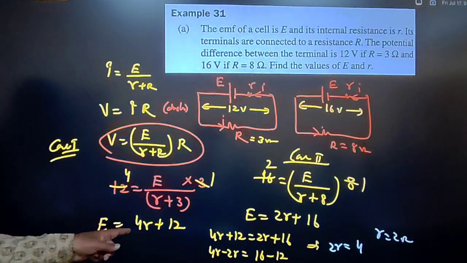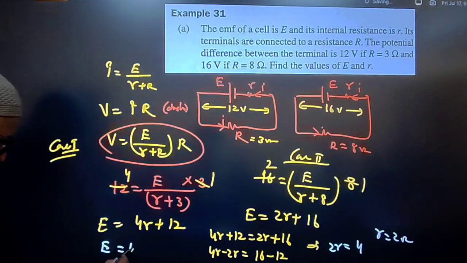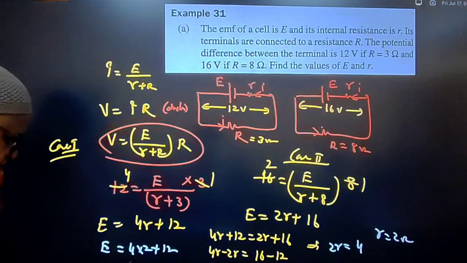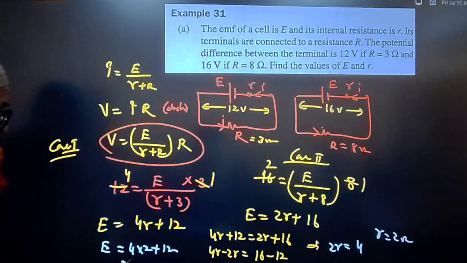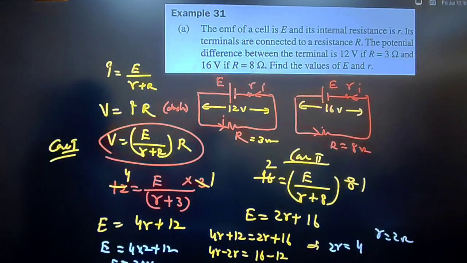Once you get the internal resistance as 2 ohms, if you substitute the same internal resistance here, 4 into 2 plus 12, how much? 20 volts. Understood what I am saying now?